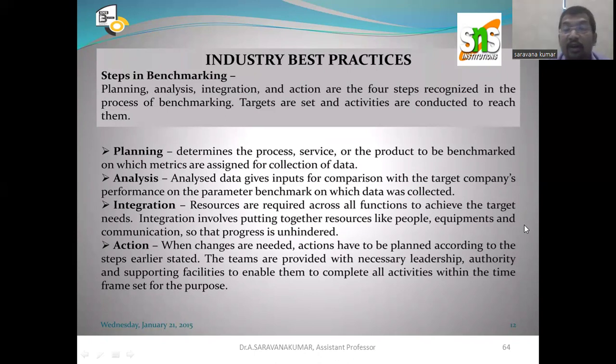Integration is joining together, so resources are required across all functions to achieve the target needs. Integration involves putting together resources like people, equipment, and communication so that progress is unhindered. Action: when changes are needed, actions have to be planned according to the steps stated earlier. The teams are provided with necessary leadership, authority, and supporting facilities to enable them to complete all activities within the time frame set for the purpose.